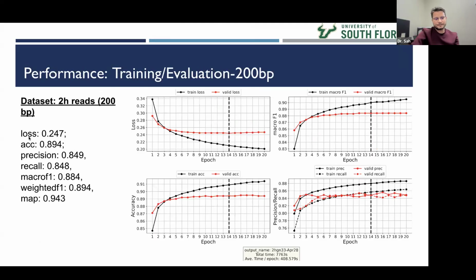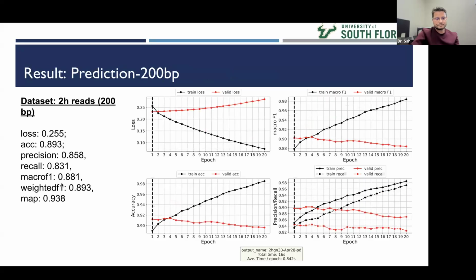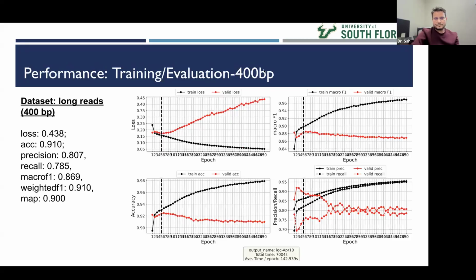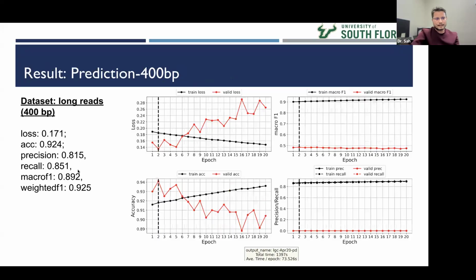Similarly, for the 200 base pair results, we have more loss compared to the 153. However, it is acceptable in most of the cases. Similarly, for the 400 base pair length, it seems like the model is not converging. However, the accuracy is more than 90%. Yes, accuracy is 91, but the loss is a lot, 0.5, 0.4, which is not a good model. In prediction, we have less loss and more accuracy. However, the curve was zigzag, so it's not a good model.